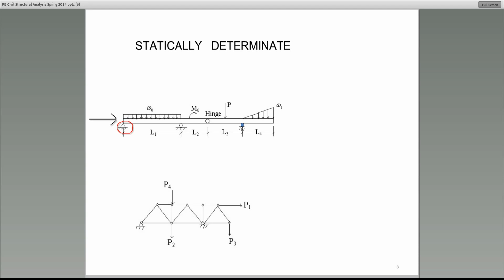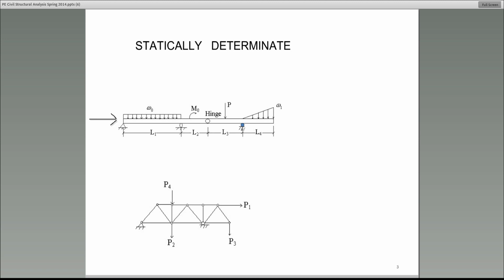What type of support is that? That is a pin support, P-I-N. And how many unknowns are there at a pin support? When we talk about unknowns, please write it down. We're talking about the number of reactions. So how many reactions do you expect at a pin support? Those of you who said 2, you are indeed correct. So 2 reactions we expect at a pin support.